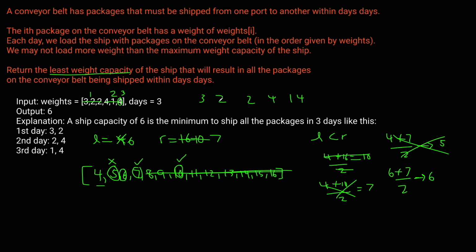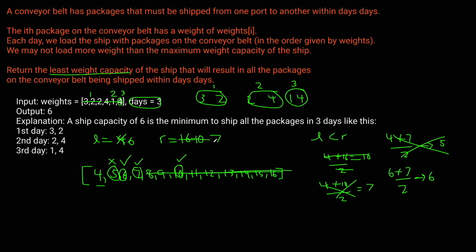Can we ship these packages? Yes, this is going to be 5, so this is going to take 1 day. Obviously using the 2 wouldn't work because that would take us to 7. So then we reset it. On the second day, we could ship this because this is 6. And then on the last day, we could ship these 2 because this is going to be 5. So this would take 3 days. Cool. So we know that 6 works because we are within our 3 days. That's fine, so now we are good here.